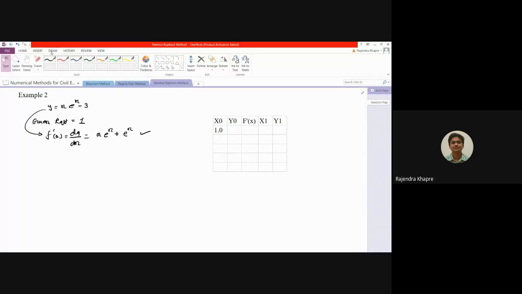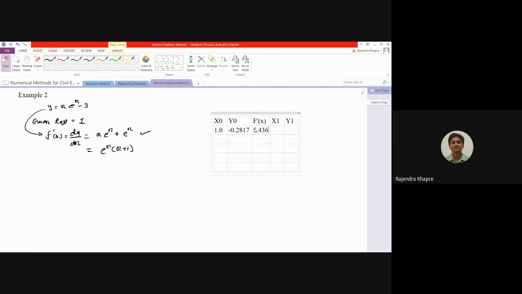Now can you tell me what is the value of y when x value is 1? Minus 0.2817. Let me write down minus 0.2817. And what about f dash of x? That is x e raised to power x plus e raised to power x. You can also rewrite this as e raised to power x, x plus 1. That is 5.4361.